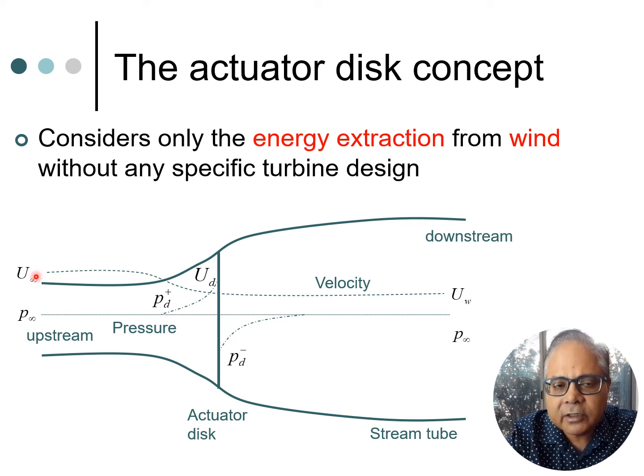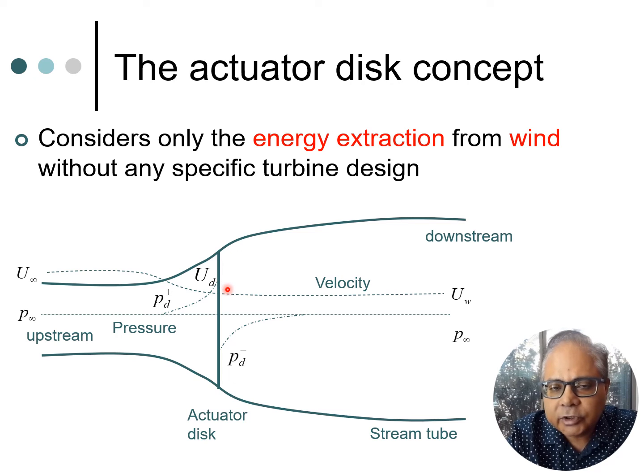So what's happening here is that far upstream, the velocity is u infinity, the pressure is p infinity. The infinity simply means that these are far upstream of the actuator disc. Now as the air comes pretty near the actuator disc, the velocity is going to slow down to ud because the air is seeing this actuator disc present here, and so it's going to slow down in anticipation of coming near this actuator disc. The pressure is also going to start rising up.